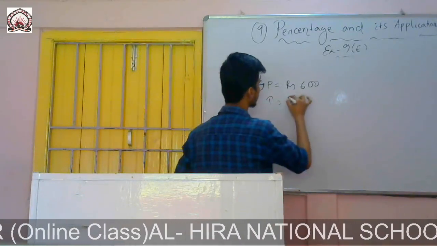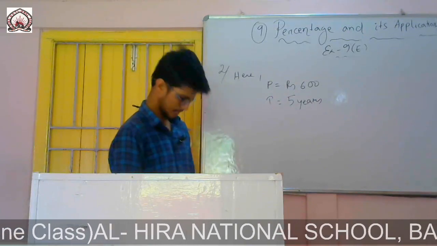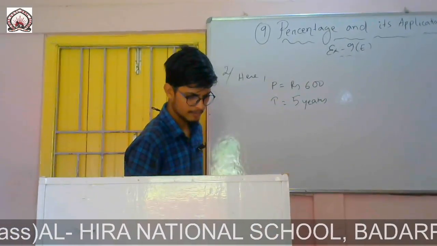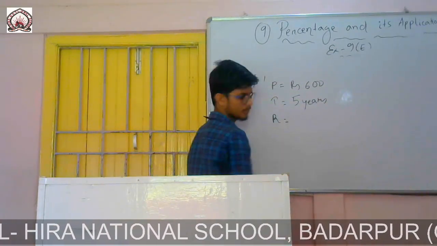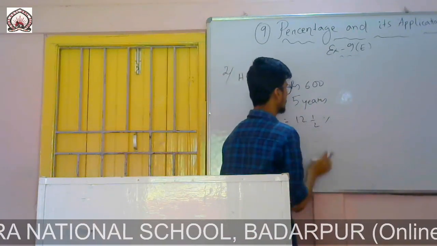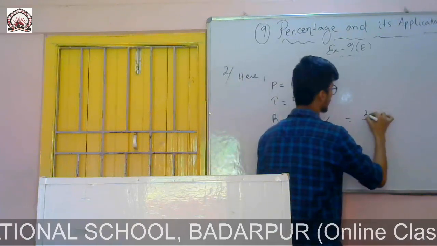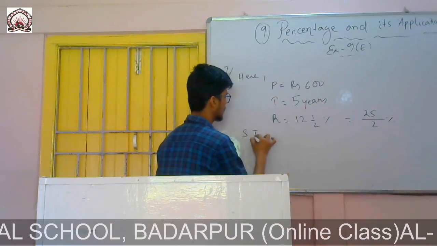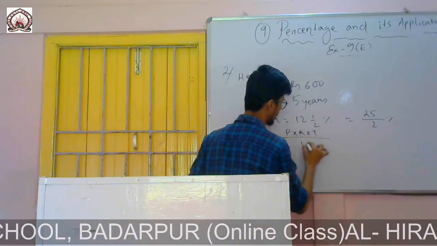Time is given as 5 years, and rate equals 12.5%. If I convert this into an improper fraction, it will be 25/2%. So we know the formula, SI equals PRT by 100, P into R into T by 100.